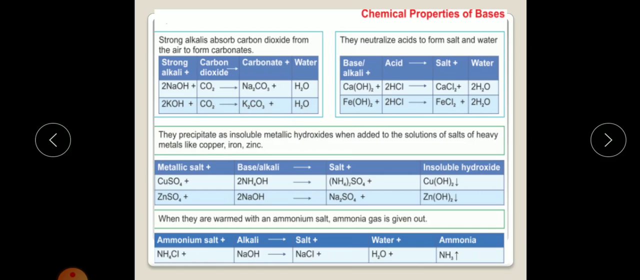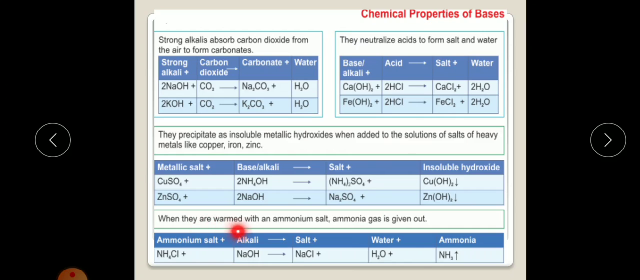And as we know, when a base reacts with an acid, salt and water are produced. Say for example, calcium hydroxide with HCl will form calcium chloride and water. Next, they precipitate as insoluble metallic hydroxides when added to the solution of salts of heavy metals like copper, iron and zinc. So when you take a metallic salt and react it with base or alkali, it will form a salt and an insoluble hydroxide. Say for example, copper sulfate plus ammonium hydroxide gives you ammonium sulfate plus copper hydroxide, which is an insoluble hydroxide.